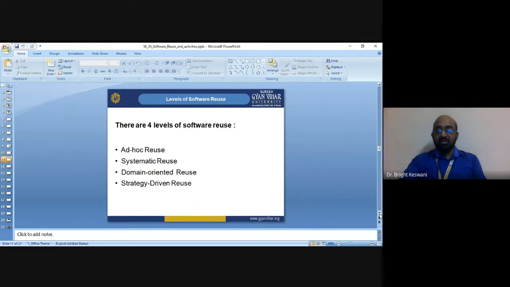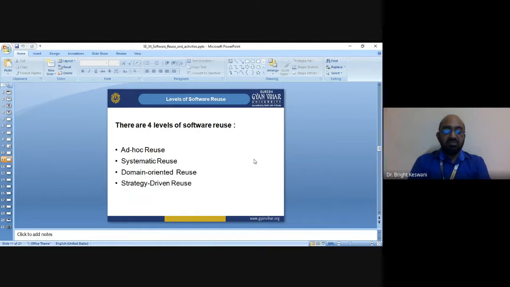So let us discuss levels or strategies of software reuse. There are several strategies of software reuse like ad hoc reuse, systematic reuse, domain-oriented reuse, and strategy-driven reuse. When we talk about ad hoc reuse, at this level, engineers tend to reuse their own libraries and code fragments when they notice a similarity between projects.